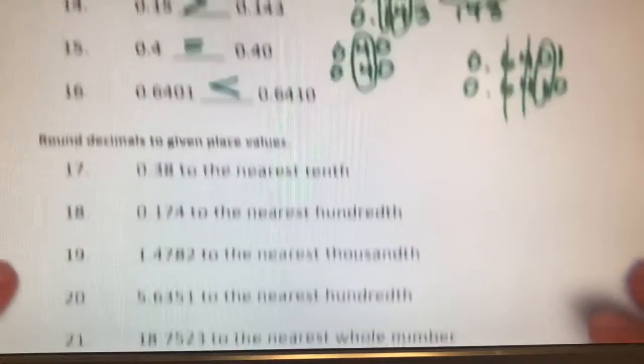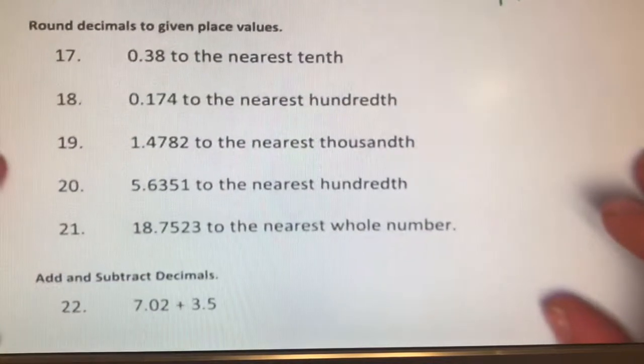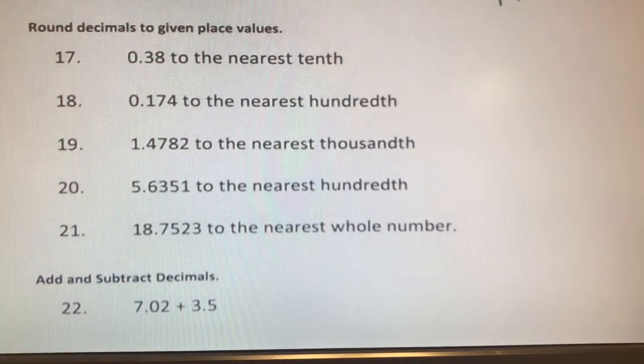Okay, so we've compared decimals. Now we're going to do some rounding. We're going to round decimals to the given place values, so either to the tenths, hundredths, thousandths, or whole number. Now the thing with rounding is, I'm sure you're familiar with it, we're going to look at a certain digit and it's going to tell us what to do.